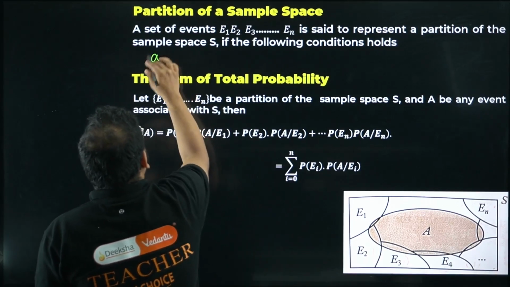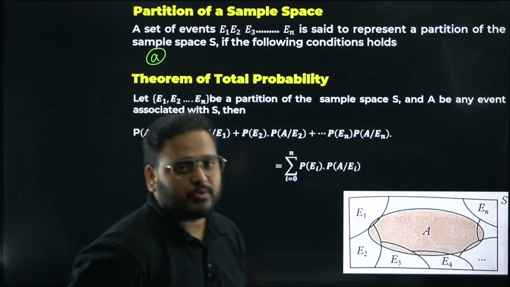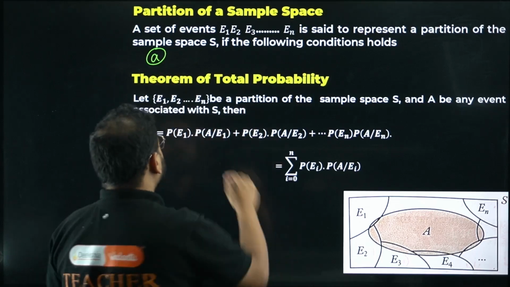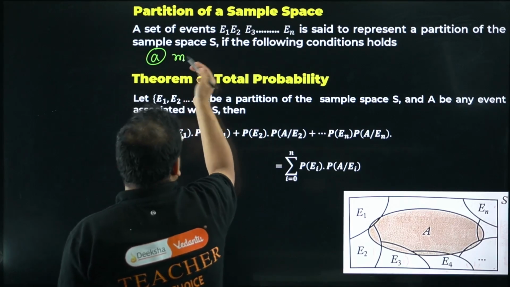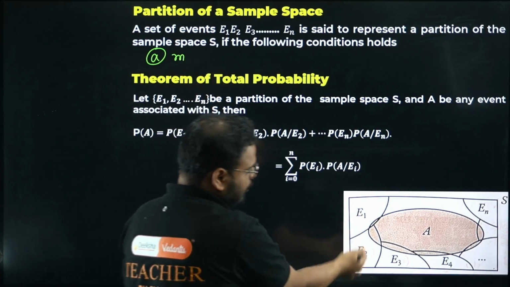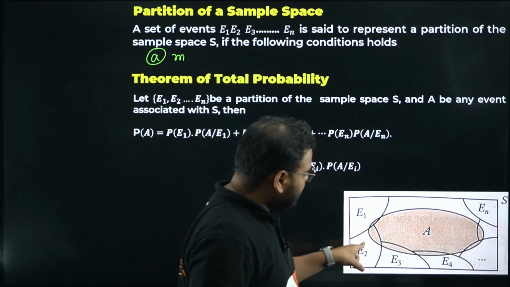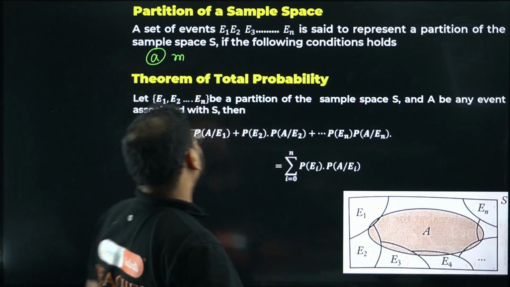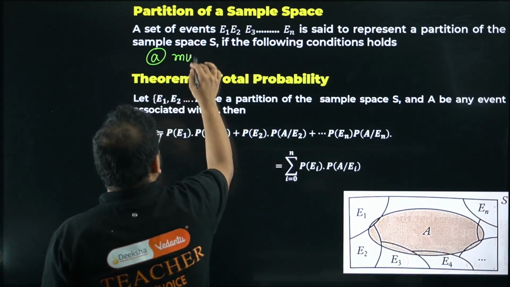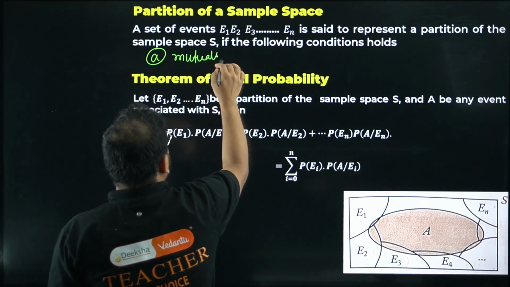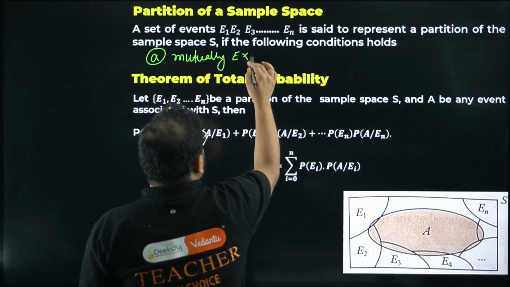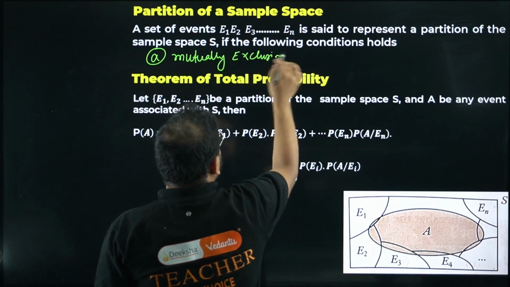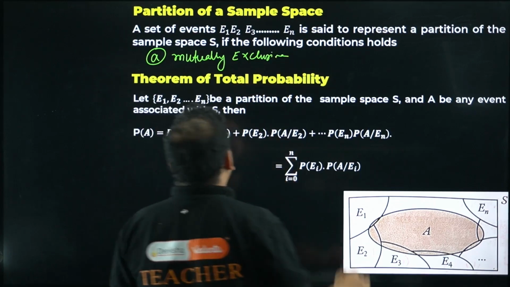They have to be mutually exclusive. Means not overlapping in nature. Please check. Is this and this overlapping? Is this and this overlapping? So none of the partition will be overlapping with each other. So mutually exclusive.